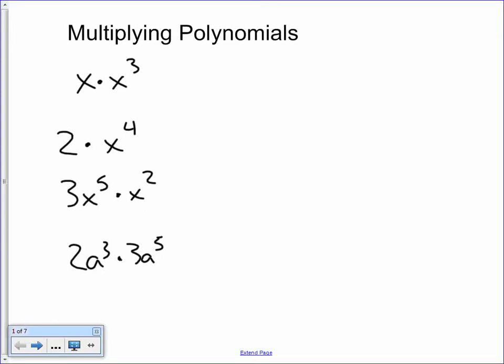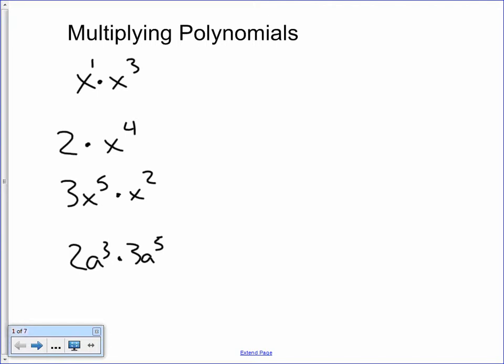In this video we're going to be multiplying polynomials. Before we get into that, we first need to know how to multiply monomials, or just straight up terms. We kind of already did this, but let's say an x times x to the third. Remember, when you're multiplying, you have to add the powers.